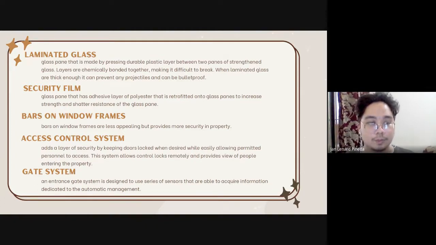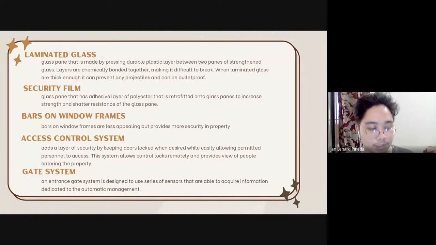Bars on window frames are less appealing but provide more security to a property. This type of security measure is installed in schools. It may also be used in guardhouses and other counters that prohibit any physical interaction. An access control system adds a layer of security by keeping doors locked when desired while easily allowing permitted personnel to access. This system allows locks to be controlled remotely and provides a view of people entering the property.